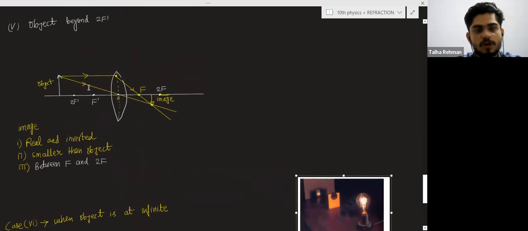This is the case when the object is beyond 2f. If the object is beyond 2f here, see, the image will be between f and 2f, and the image will be smaller than the object, and the image will be real and inverted. So now I think you will be comfortable with this.